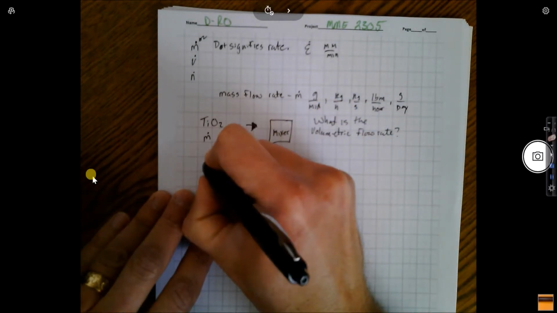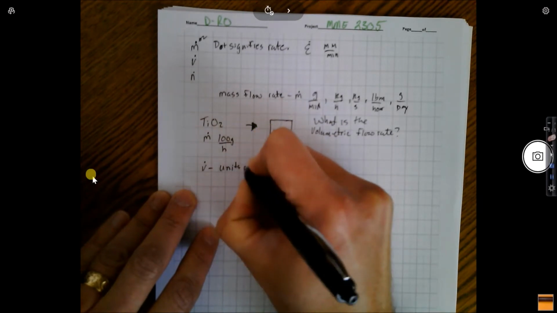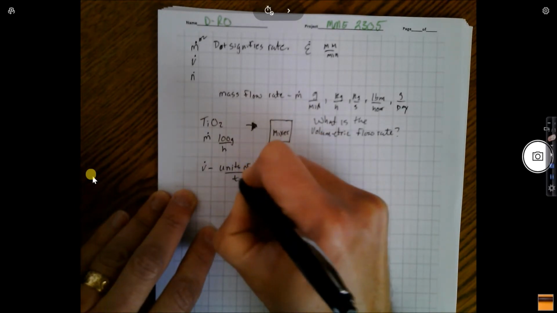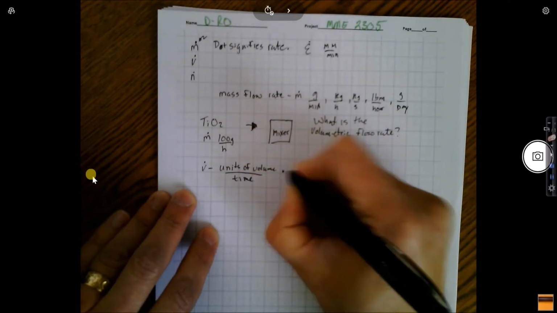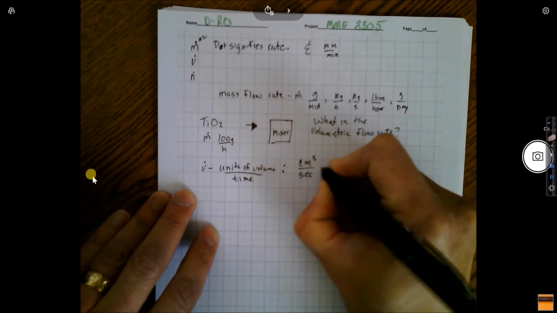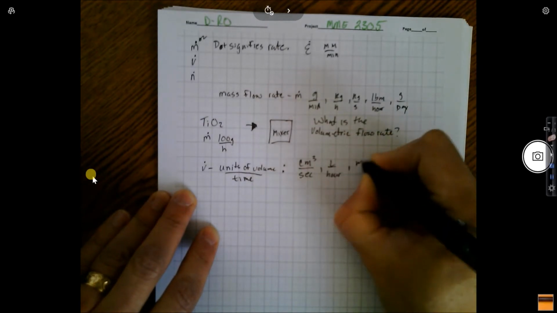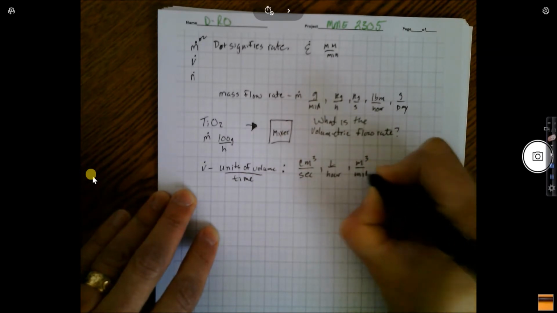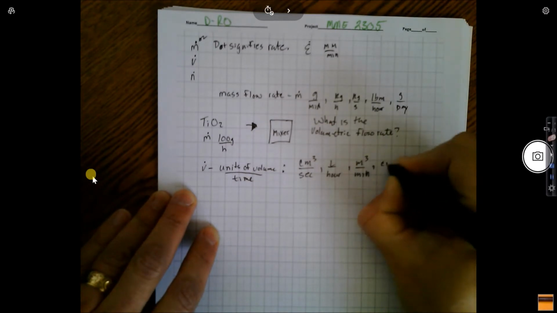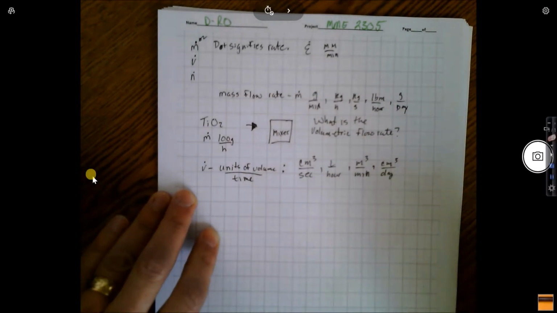Let's take a quick look at volumetric flow rate. Volumetric flow rate is units of volume per units of time. An example would be centimeters cubed per second, liters per hour, meters cubed per minute. We could do centimeters cubed per day. So any unit of volume over unit of time.